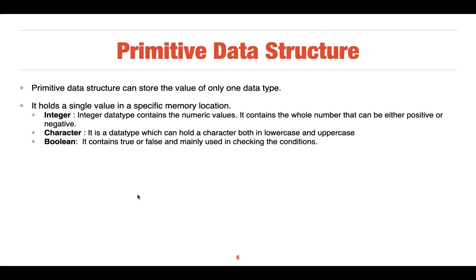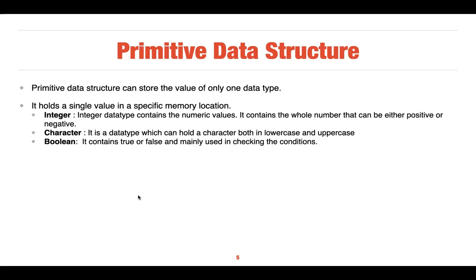Sorry. So first we will talk about the primitive data structure. A primitive data structure can store the value of one data type. For example, if we want to see your result in some computer program, the computer will ask you to enter the roll number. So you have to give one integer data type, which will be a roll number. Suppose your roll number is only an integer.